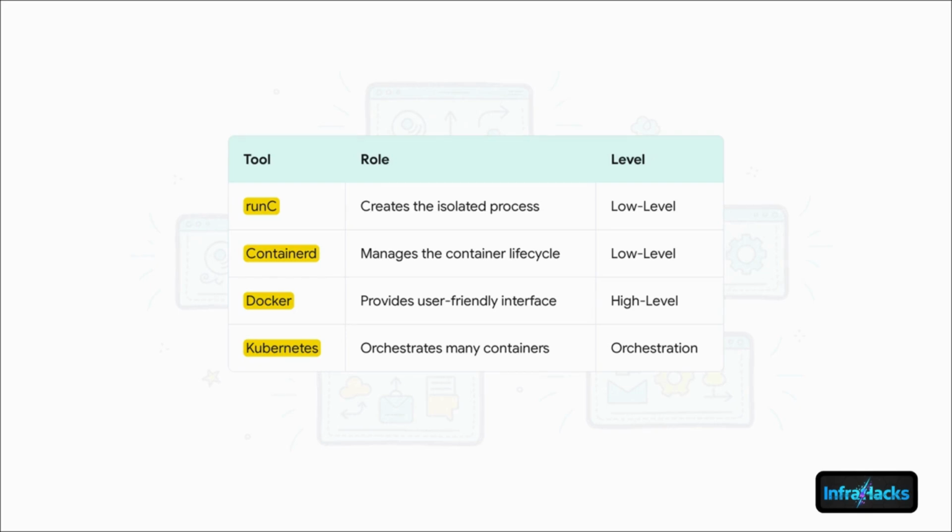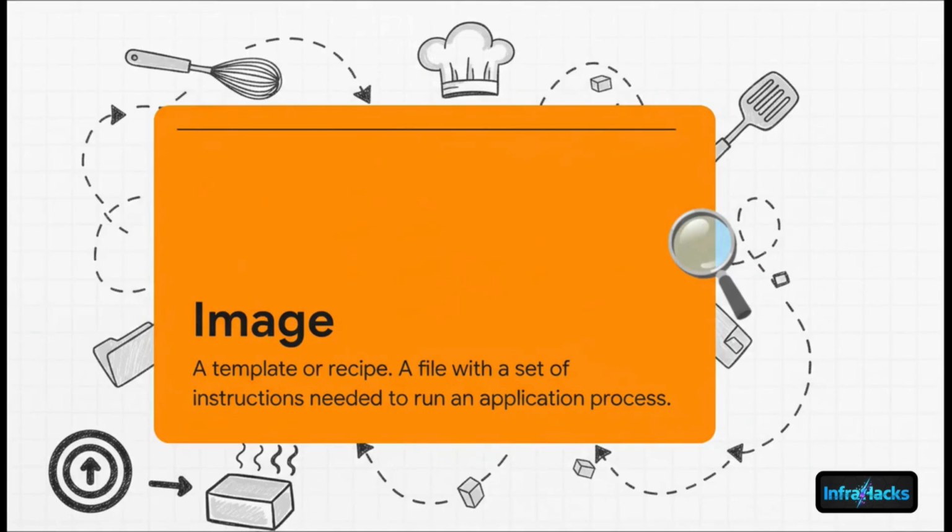It's the city planner. It's not just managing one container, it's orchestrating thousands of them across a whole fleet of machines. So what about that image file we're always talking about, like a Docker image? Well, it's not a tiny little operating system. The best way to think about it is like a recipe. It's just a file with a list of instructions. Start with this, copy these files, and then run this command. So when you tell Docker to run an image, you're just telling it to follow that recipe to create a new isolated process.